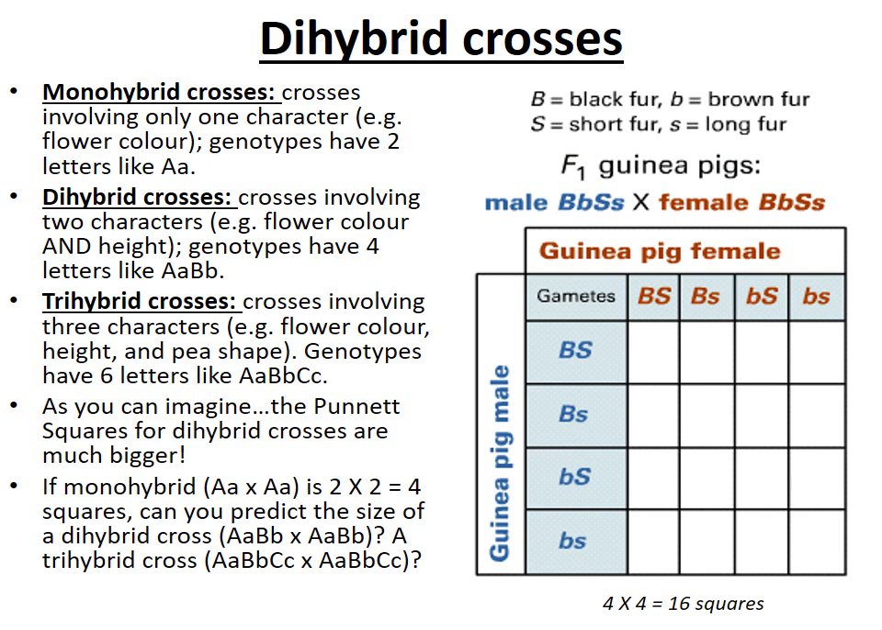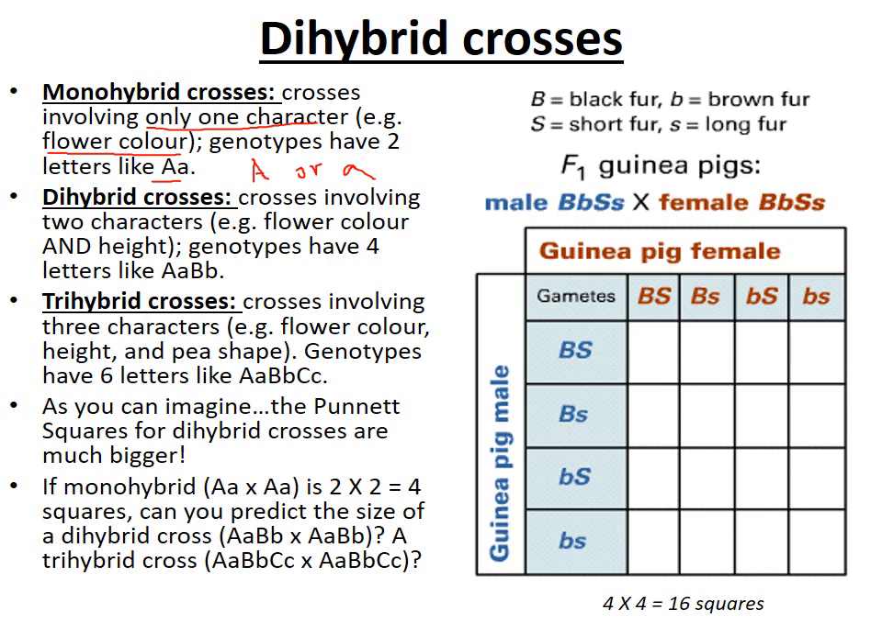So when we saw monohybrid crosses, we were studying only one character, for example, just flower color. And with monohybrid crosses, the genotypes only have two letters, like big A, little a. And then the gametes would have only one letter, like big A or little a.